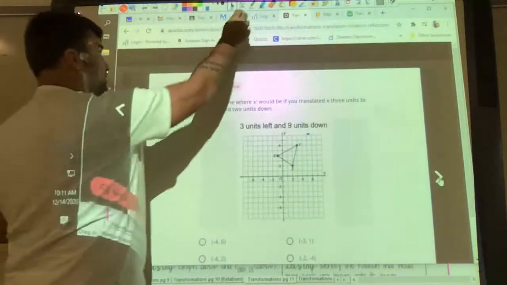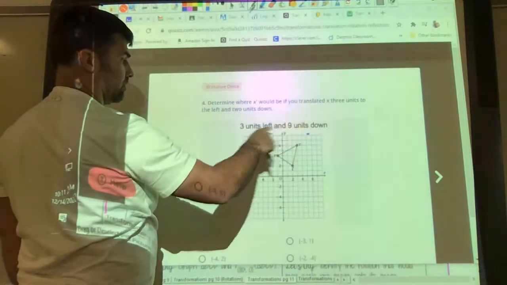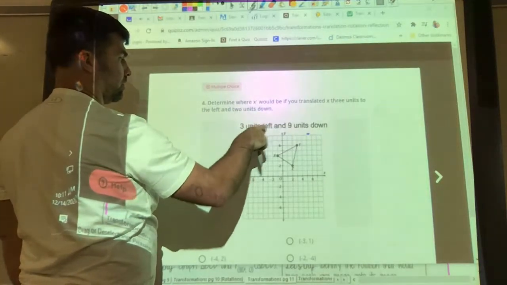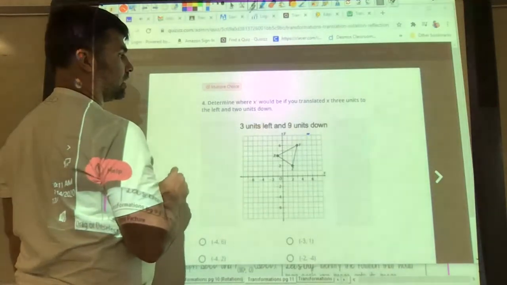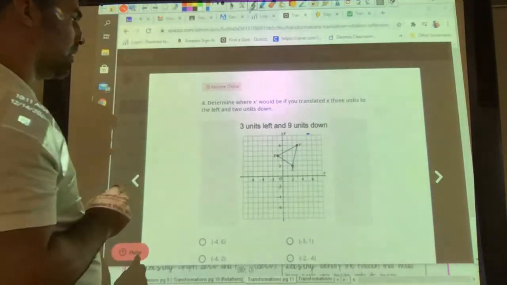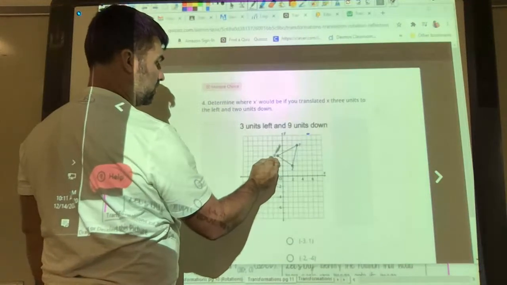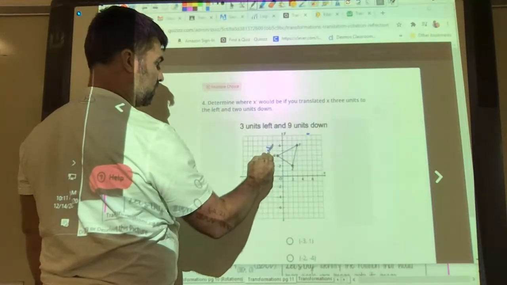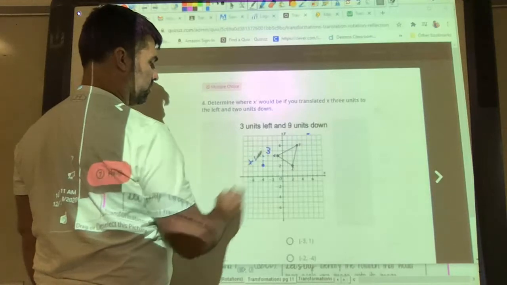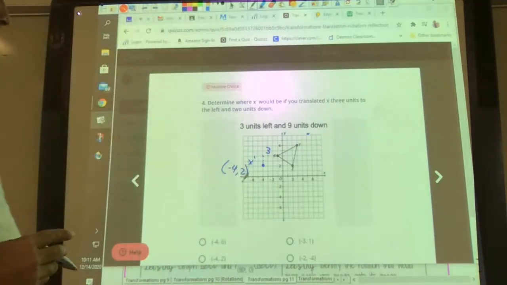Now this one's a translation. So if you translated x 3 units to the left and 2 units down, determine where x prime would be. Okay, 3 units to the left. We're taking x. 1, 2, 3 left and 2 down. That would be the new x prime. So negative 4, 2. Negative 4, 2 is here.